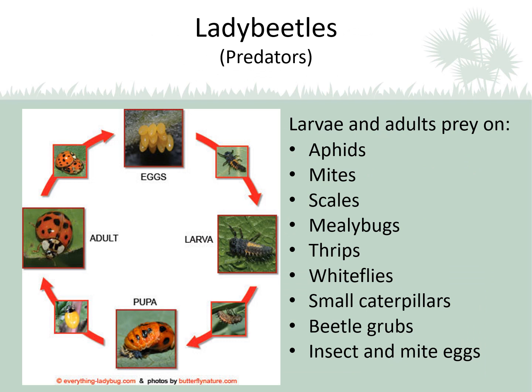Start with lady beetles. They are predators. Their larvae prey on aphids, mites, scales, mealybugs, thrips, whiteflies, small caterpillars, beetle grubs, and insect mite eggs. This large and diverse family of beetles includes over 6,000 species worldwide and 105 in Florida. They are valuable predators as larvae and adults and help control many plant pests.